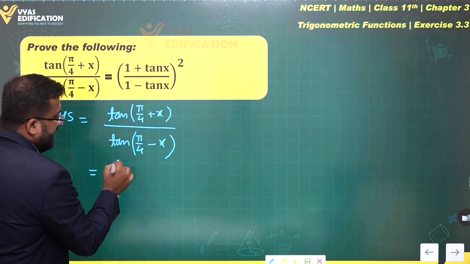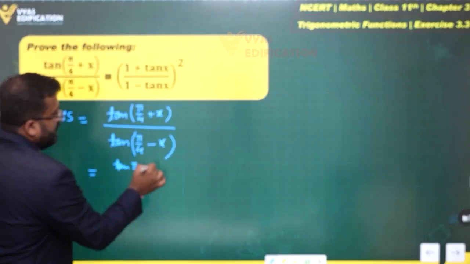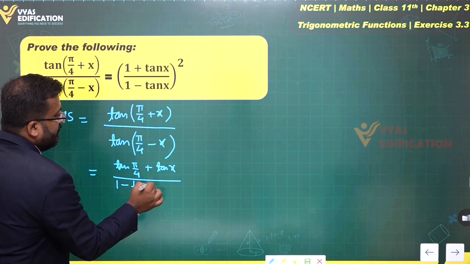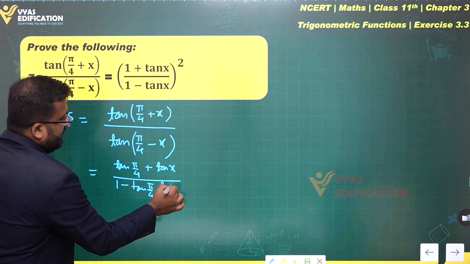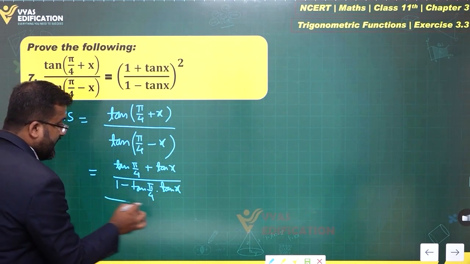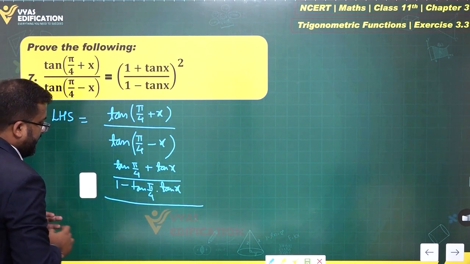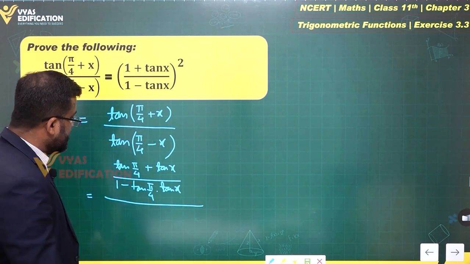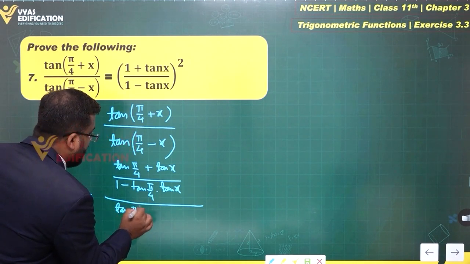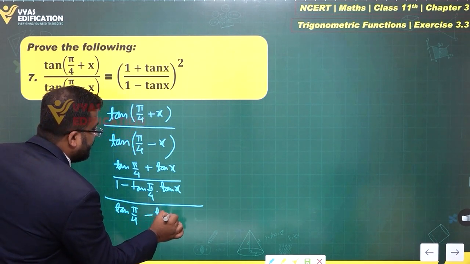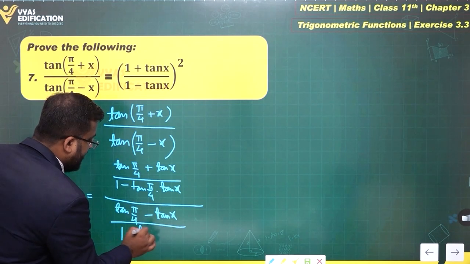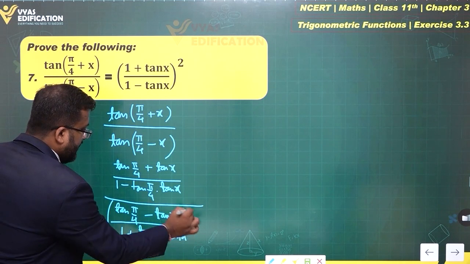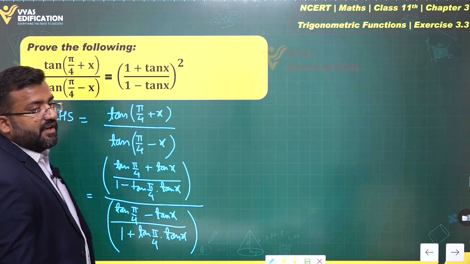This is tan pi by 4 plus tan x over 1 minus tan pi by 4 times tan x. This is what you have in the numerator of the LHS. What about the denominator of the LHS? Let's take a look at the denominator as well. In the denominator, you have tan of a minus b, which will be tan of pi by 4 minus tan x over 1 plus tan of pi by 4 times tan x. This is what you have in the numerator and denominator respectively, right?